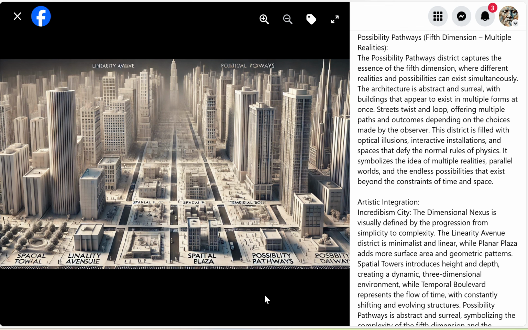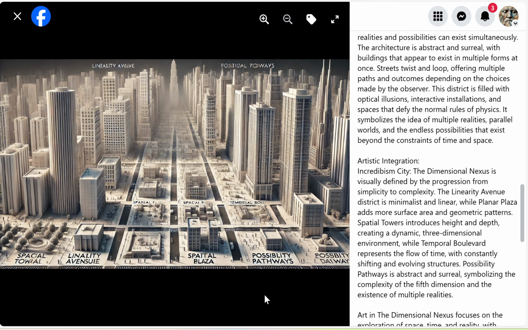Architecture defies the usual rules, bending, twisting, and folding in impossible ways. Urban design. Streets loop, spiral, and split into multiple paths, offering different experiences depending on choices made along the way. Some paths lead to entirely different realities, represented through optical illusions and interactive elements.